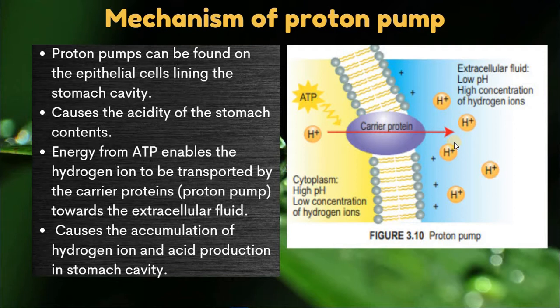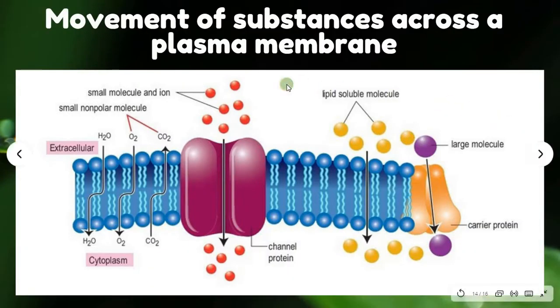Alright, so that is the mechanism of the proton pump. I hope you can understand that. Take a look at this diagram. We do a short review about the movement of substances across a plasma membrane that we have learned today. Movement of substances across a plasma membrane can be divided into two types. What are they? Passive transport and active transport.